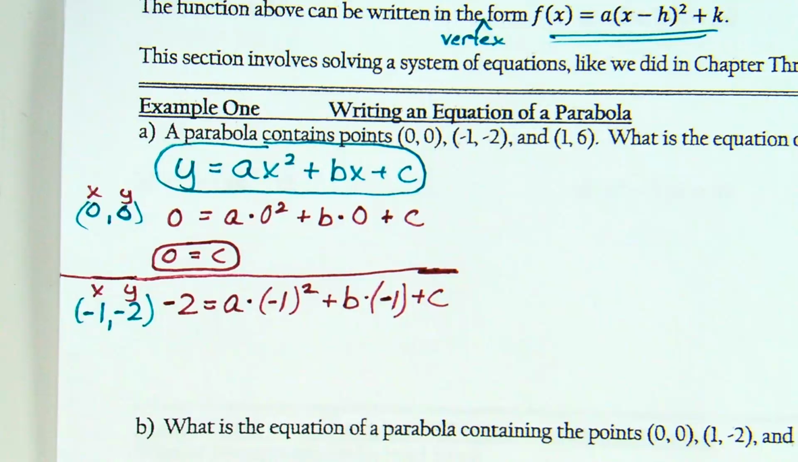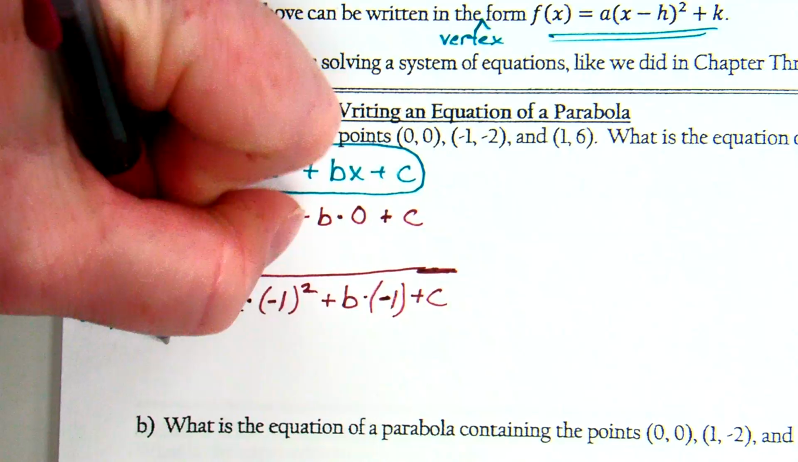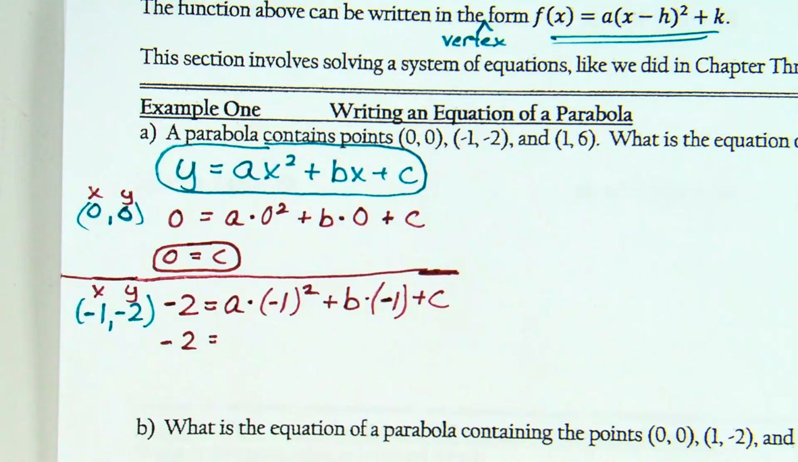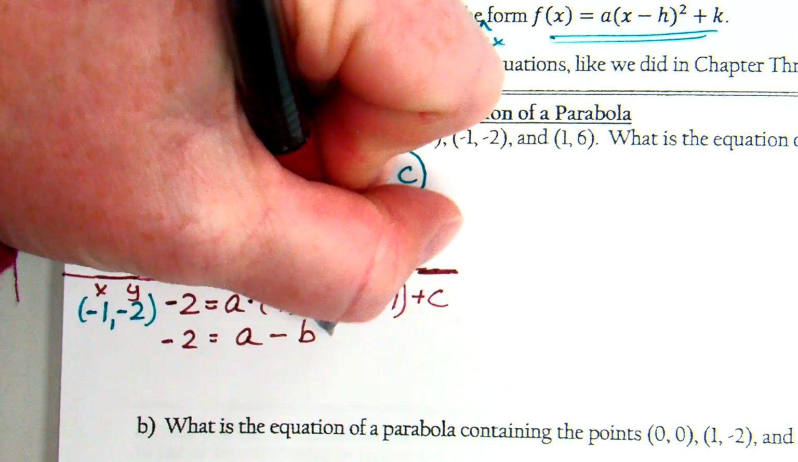Clean that up. I still have negative 2 equals. Negative 1 squared is 1, times A is A. B times negative 1 is negative B, minus B, and then plus C.